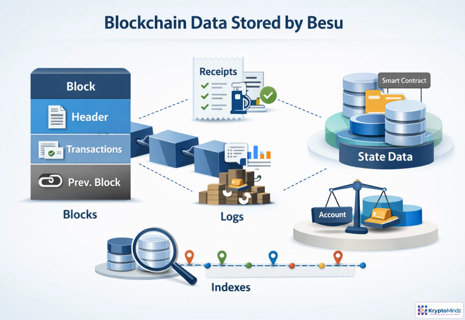Besu's database is more than a chain of block files. Each block includes a header, transactions, and a link to its parent. After execution, Besu stores receipts that record status, gas used, and outputs. Smart contracts can also emit logs, which dApps often watch as events. Separately, Besu maintains state data, including account balances and contract storage. Indexes connect these pieces, making historical lookups and operational queries fast enough to be useful.